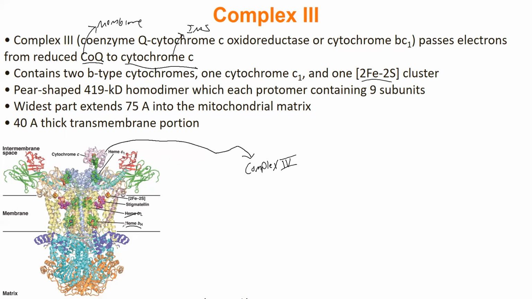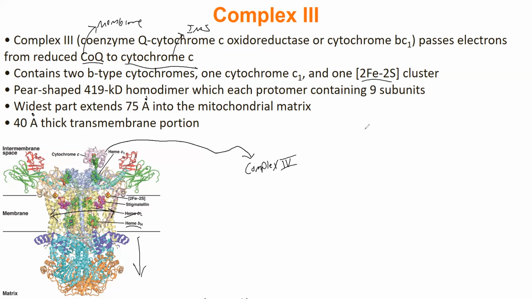This is a very big protein, 75 angstroms just poking into the matrix. Angstroms, with a little circle. I'm not sure what 75 angstroms means to you. A lot of folded proteins aren't 75 angstroms long themselves. So it's just a massive, massive complex. And it's 40 angstroms thick, so the width across is 40 angstroms. So it's a very, very long protein that is complex 3.